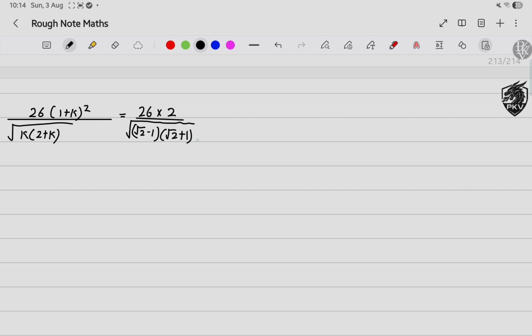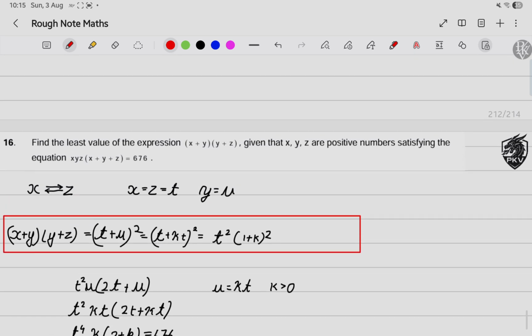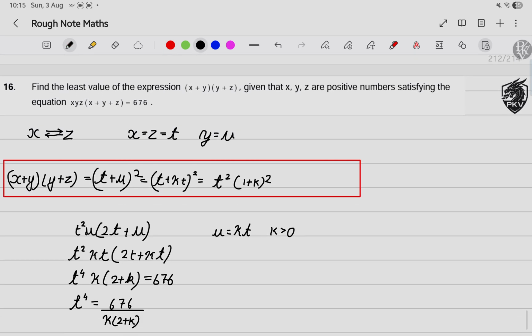So if I multiply both of them using a plus b into a minus b, I'll get 2 minus 1 inside the square root, which is 1. The square root of 1 becomes 1. So the denominator in this case becomes 1. That's very nice. I don't have to worry about a square root anymore. God, rationalizing the denominator is annoying. So 26 times 2 becomes 52. So the minimum value of x plus y times y plus z is 52, and that is the answer to our question. The answer is 52.